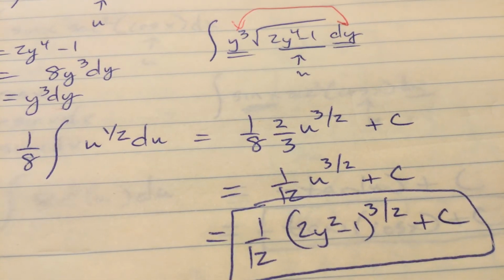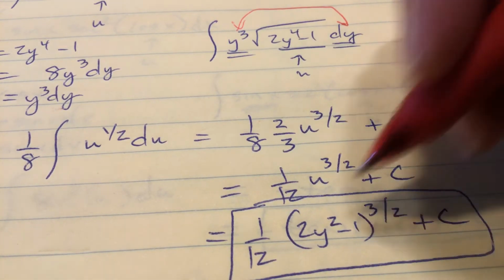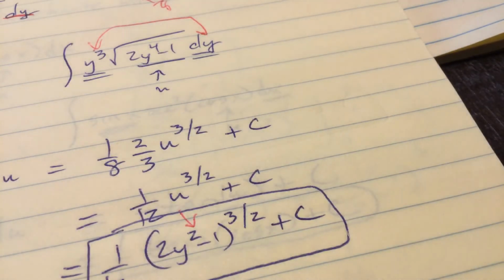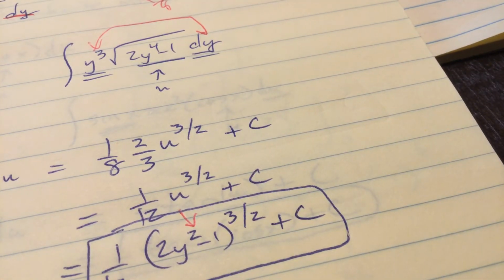What is u? 2y squared minus 1. Plug it in, plus c. All right.